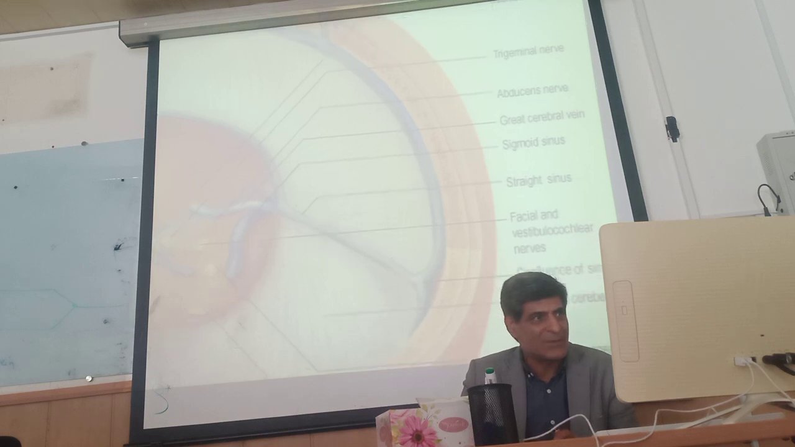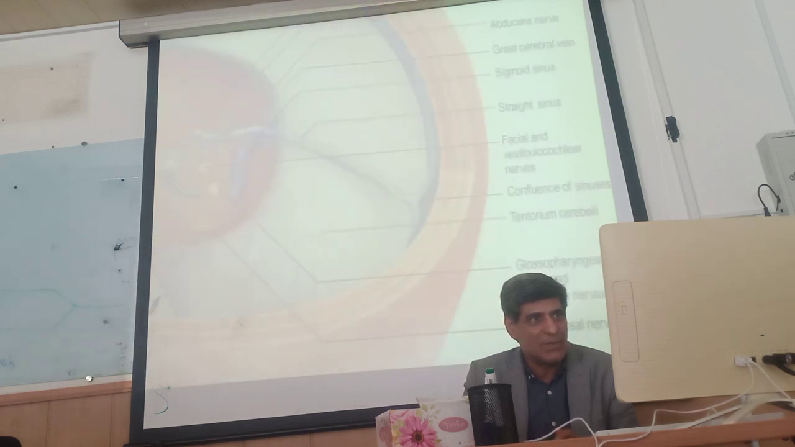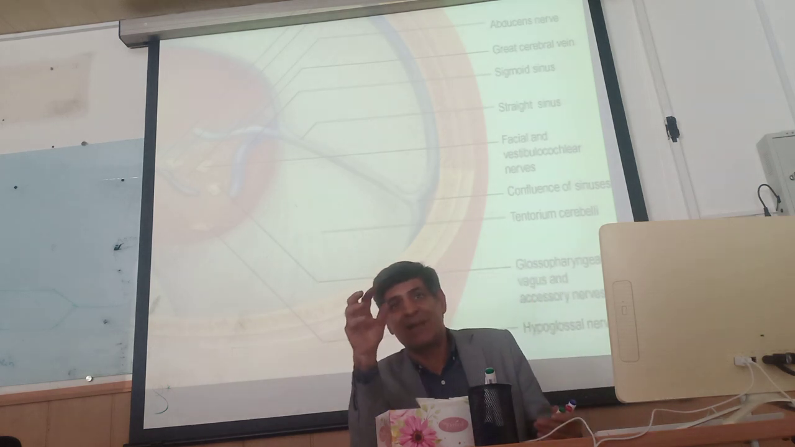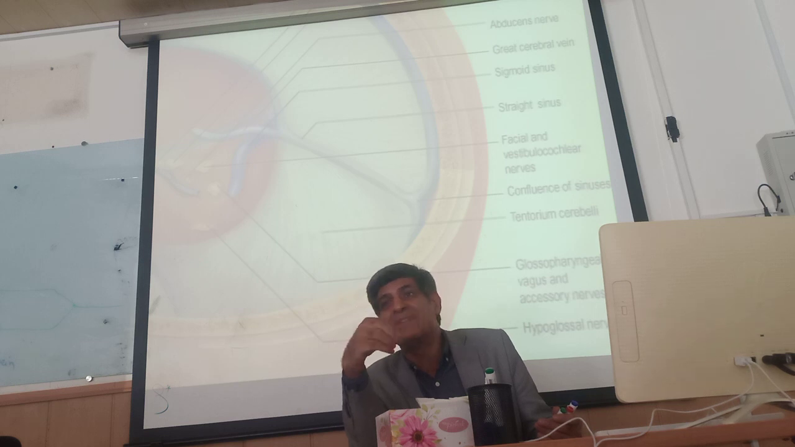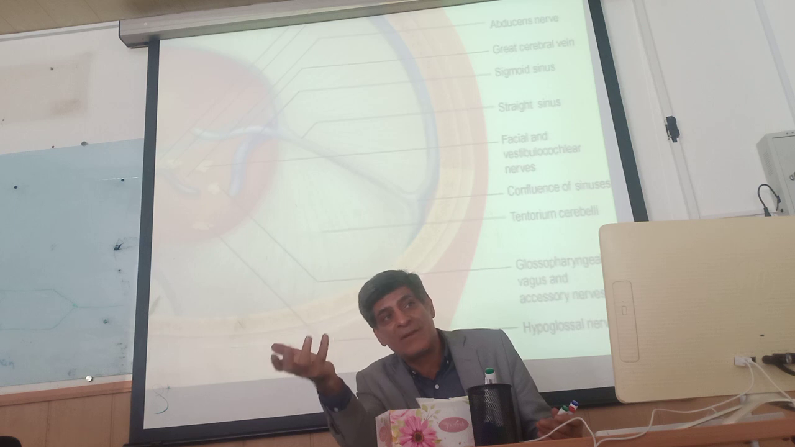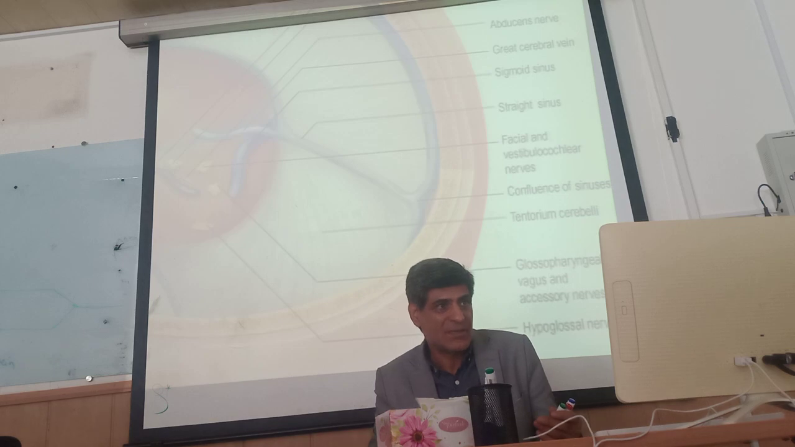The straight sinus and the transverse and superficial communicating sinuses join to form the confluence of sinuses. The confluence is formed by the straight, superior sagittal, and right transverse sinuses. Three sinuses.